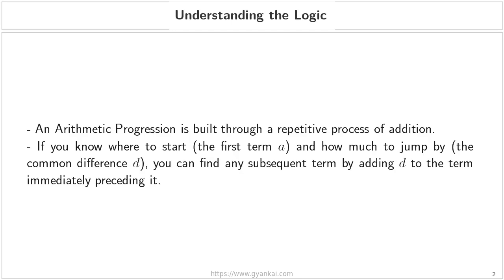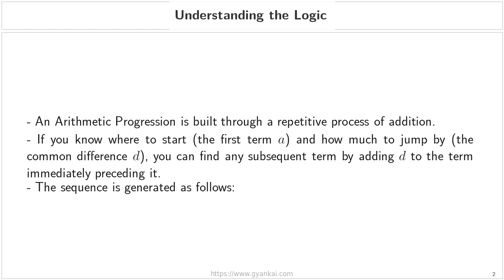If you know your starting point, which is the first term, represented by the letter a, and you know exactly how much to jump by, which is our common difference, represented by the letter d, you have everything you need to find any subsequent term. You simply find the next term by adding d to the term that came immediately before it. Let's see how this sequence is generated step by step.